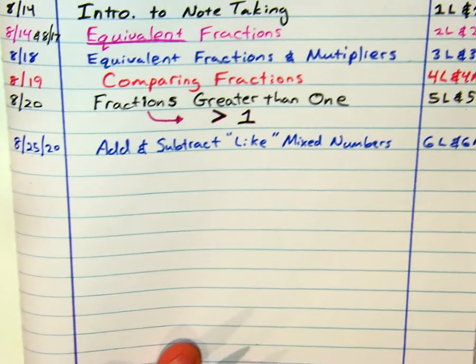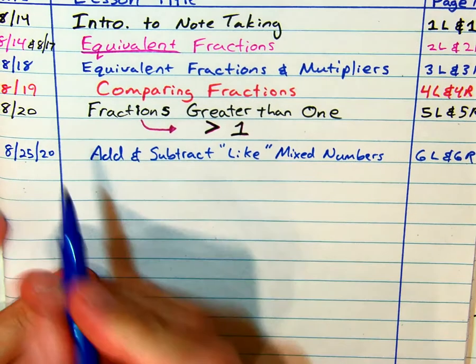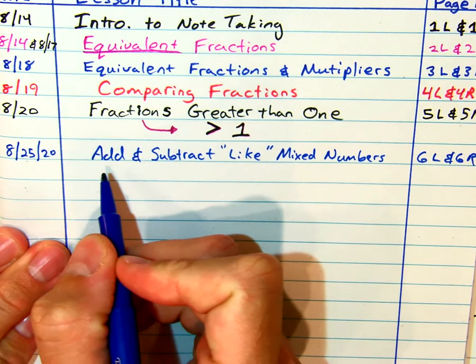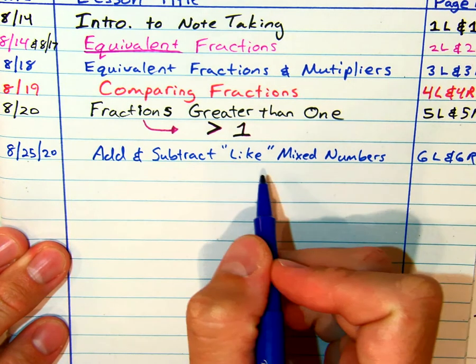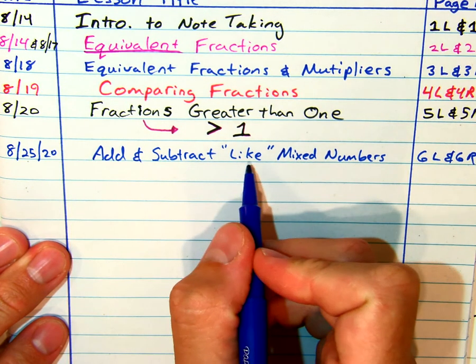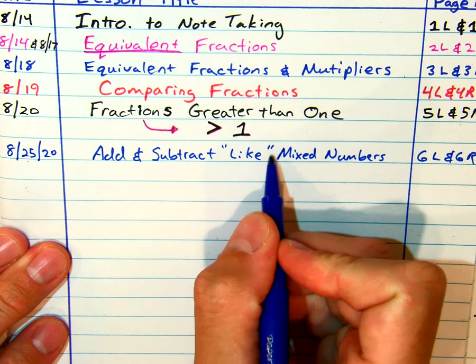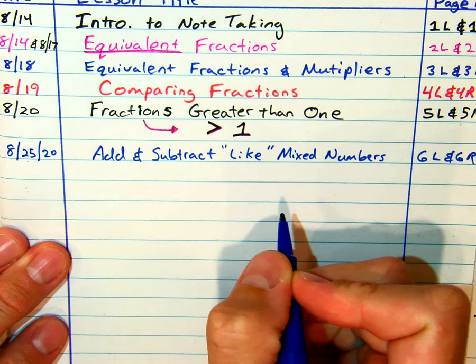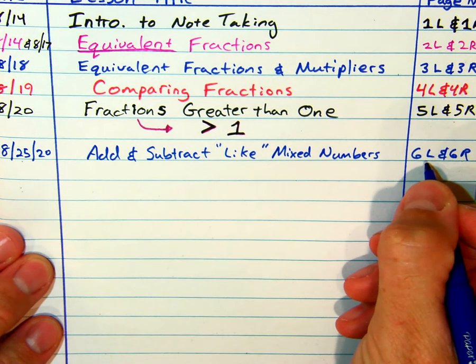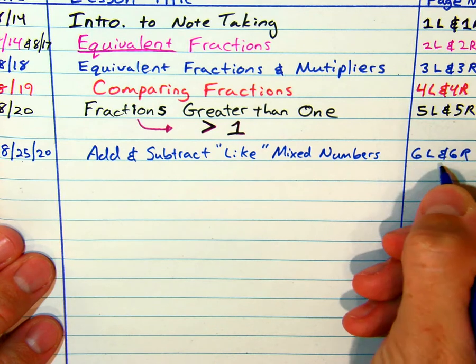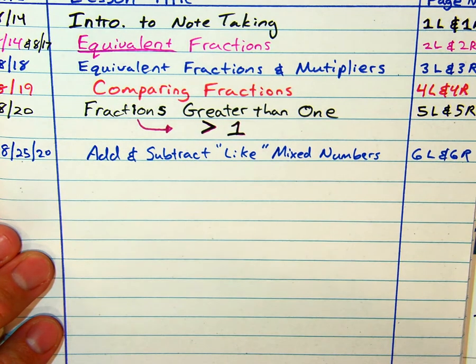Today's lesson is 8.25, add and subtract like mixed numbers. If you haven't wondered why, I've put "like" in quotations. That's something to think about as we get our notes set up. And on our page numbers, we are in 6L and 6R, and I want to do something with my ruler.